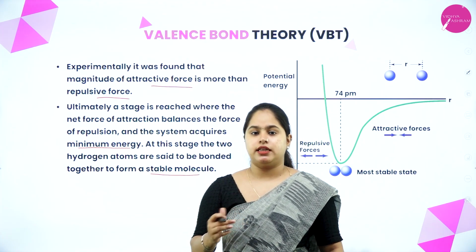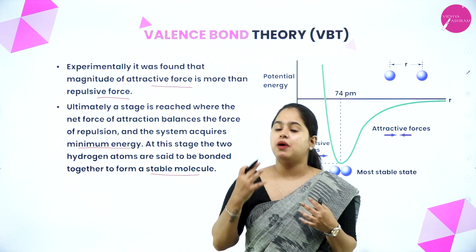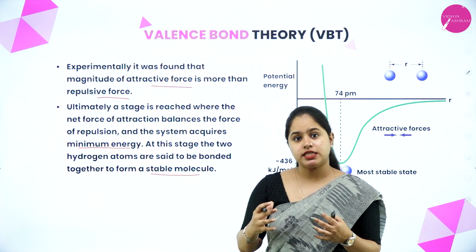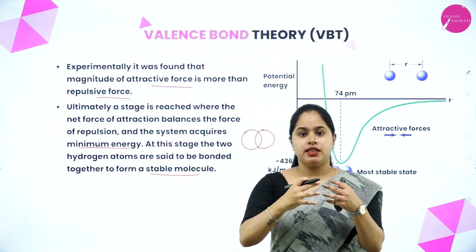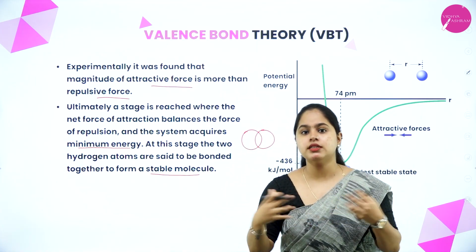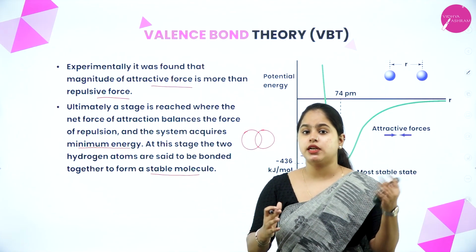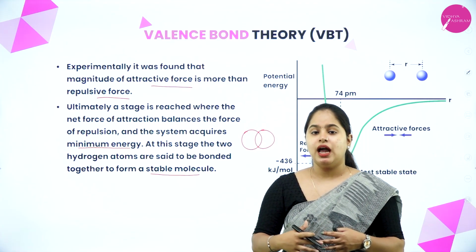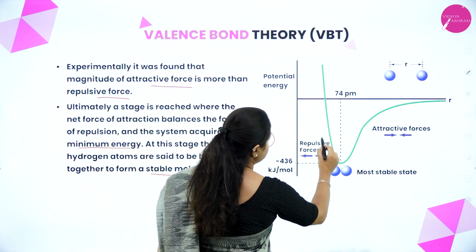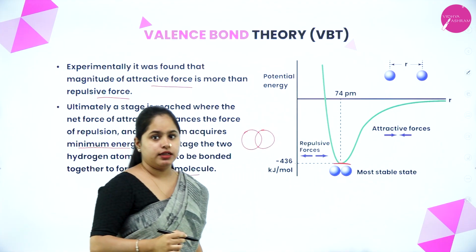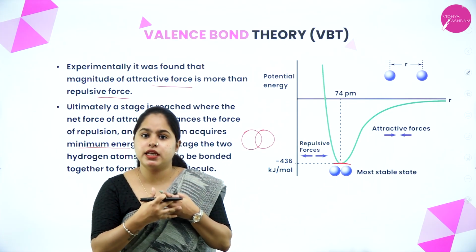So what you can understand here is that at this stage there will be minimum energy. That means maximum stability. At this stage, they have come so close to each other that their atomic orbitals have overlapped. Why is this? Because at this stage, the attractive force and repulsive force have become equal and the energy is less. That is represented in this diagram. Finally, the energy will be least here. That means maximum stability, and that will be the most stable state where the chemical bond will be formed.